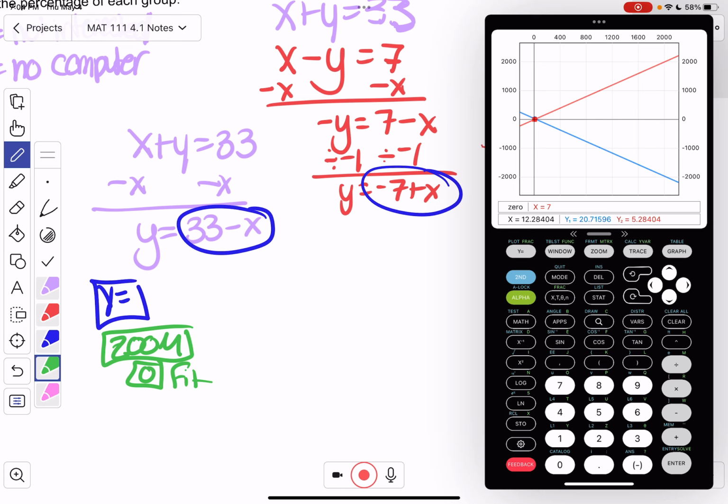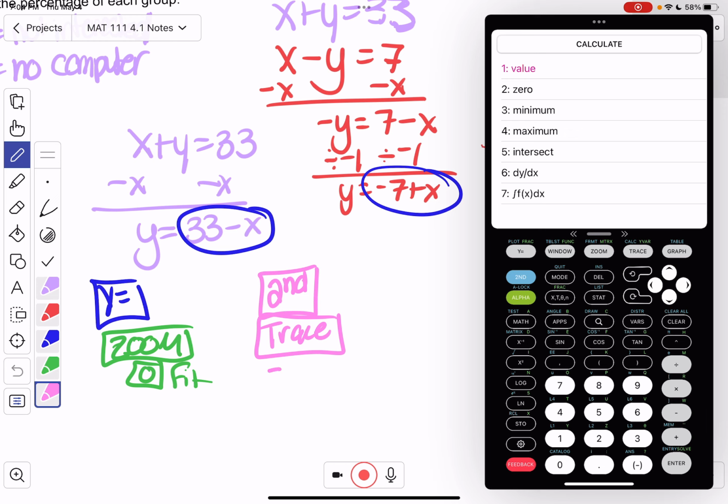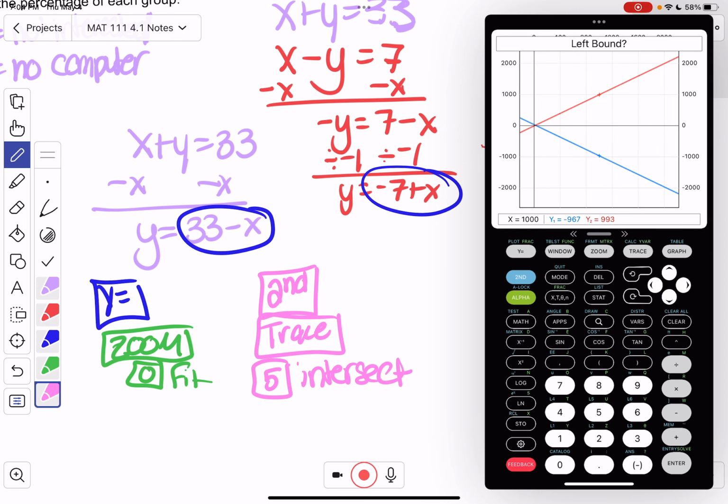Now the calculator will find that intersection point for you. You're going to hit second, which is the blue button. You're going to hit trace, which is in the top row close to the right. So second trace. And then we're going to choose number 5, which says intersect. On your calculator, once you choose 5, you're going to hit enter, enter, enter. The first enter is going to choose one of the curves, one of the lines. It'll say first curve at the top instead of where mine says left bound. Then it'll say second curve and you hit enter. And then it'll say guess and you hit enter. And then it'll spit it out.